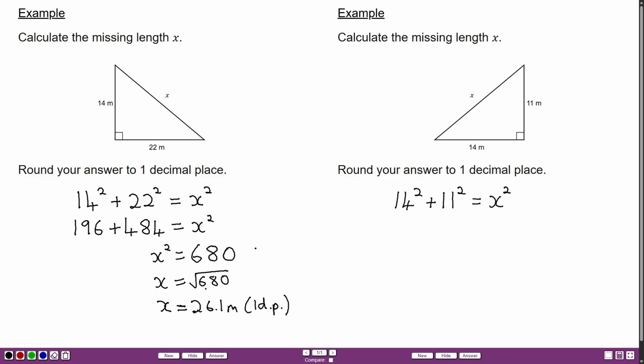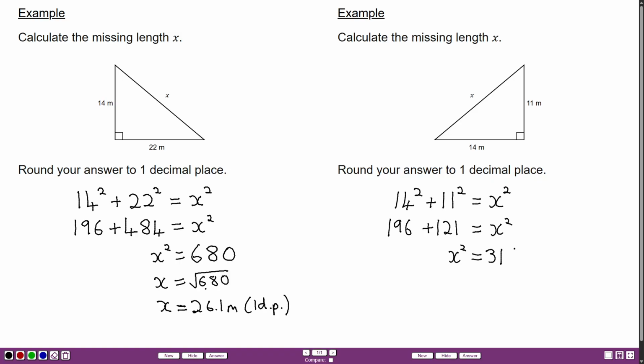Now we know 14 squared is 196 already. We just did that in the last question. So we've got 196, and 11 squared we can do without a calculator. That's 121 is equal to x squared. And then let's switch it round so the x is on the left. And then 196 plus 121 is 317.